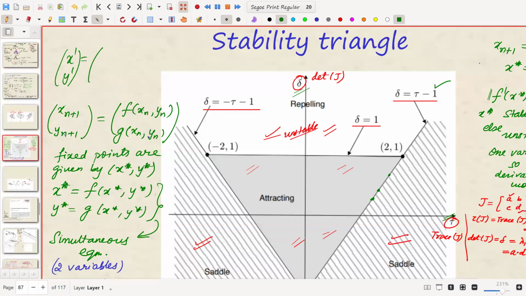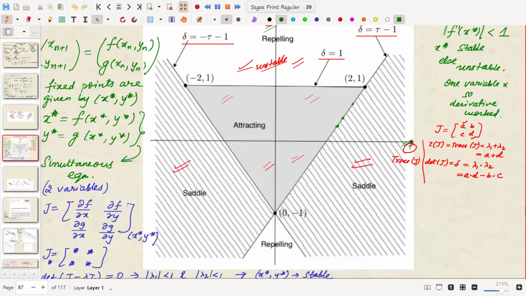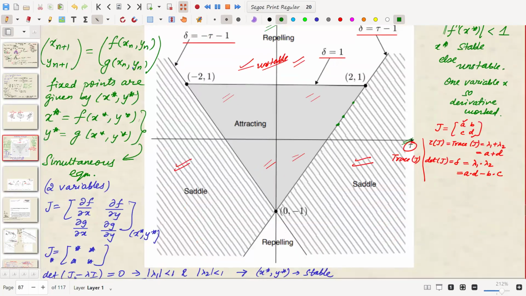See this example again. The best part of this is that one entity you can easily tell without just looking at it. Delta less than 1 is one condition, isn't it? Delta always should be less than 1. Why? See, delta equal to 1 is this line, right? So here delta will be less than 1 in the green point, and here delta will be greater than 1.